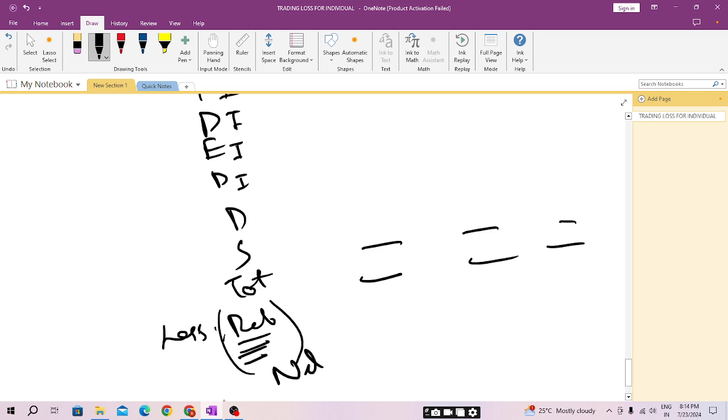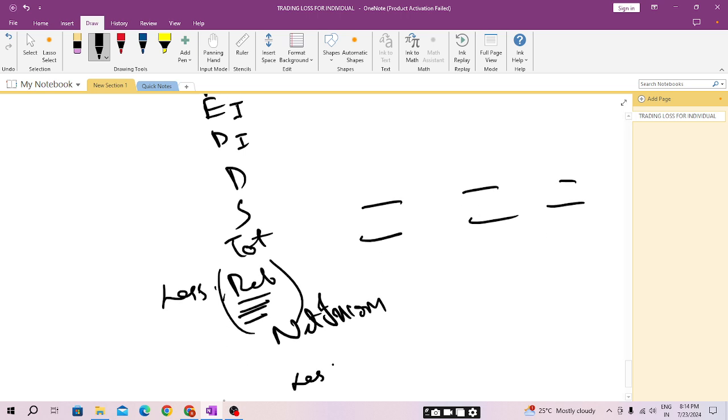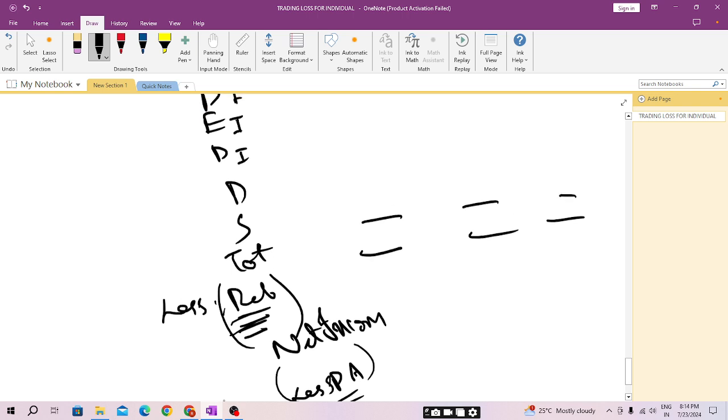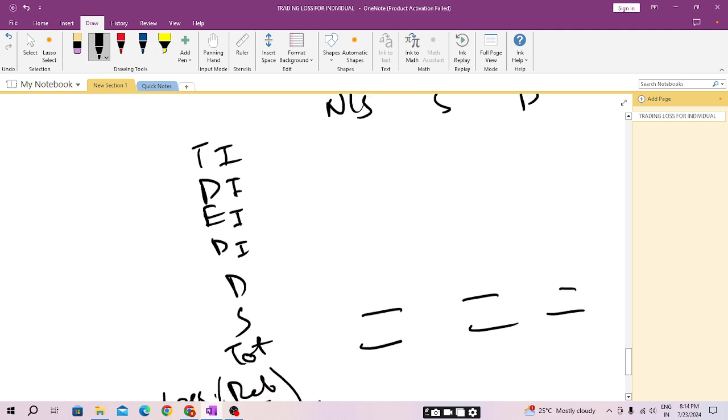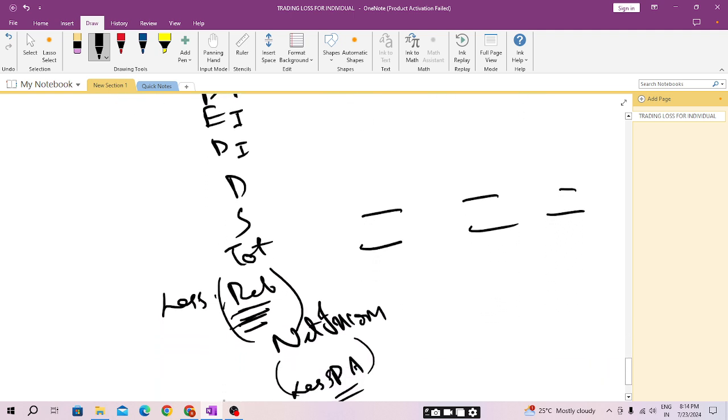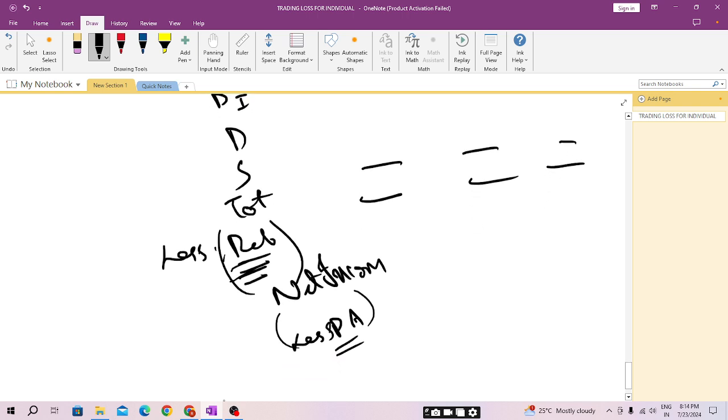After adjusting the relief, we will arrive at a net income, and from the net income we will reduce our PA. And do remember students, the loss relief and PA will be reduced in the same order of NSI: non-savings, savings and dividend income. This is clear. So after reducing the PA, we will arrive at our taxable income. I hope this is clear.